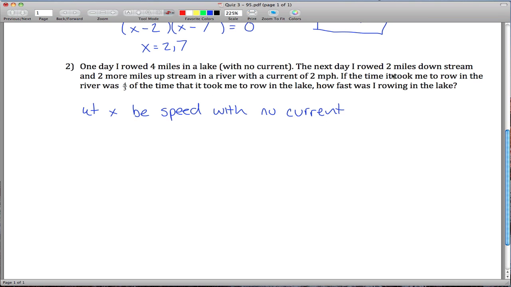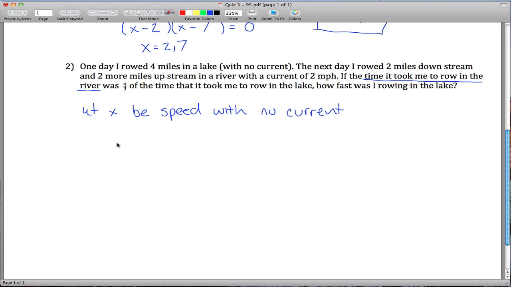So then x minus 2 is our speed going against the current, and x plus 2 is our speed going with the current. If the time it took me to row in the river was 4/3 of the time that it took me to row in the lake, how fast was I rowing in the lake? Okay, so we want to figure out the time that it took me to row in the river.